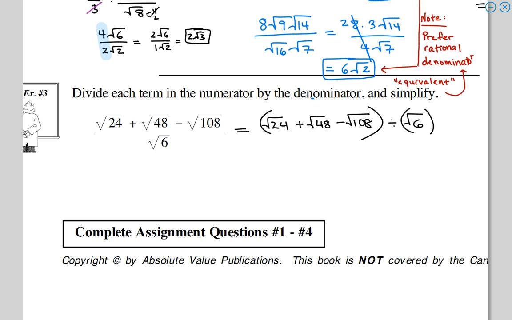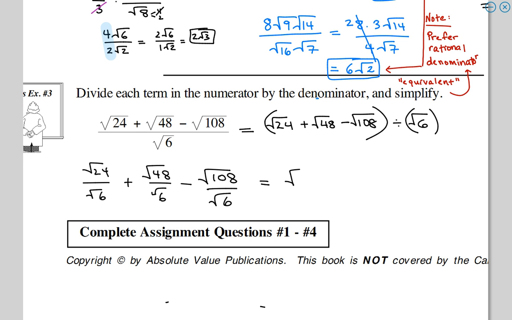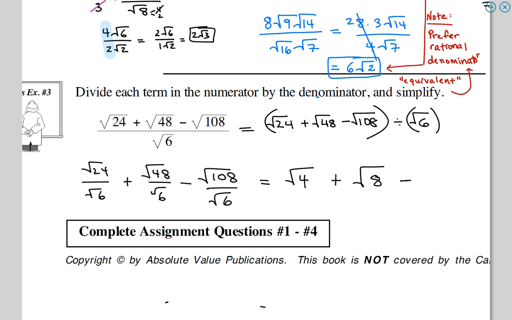Okay? So we have root 24 over root 6 plus root 48 over root 6 minus root 108 over root 6. And then we can just do them one at a time. Because it's all radicals divided by radicals, I would just pump these into my calculator. 24 divided by 6 is root 4, which will become 2, yes. 48 divided by 6 is going to be root 8. And then I don't know this one. Help. 18. Perfect.